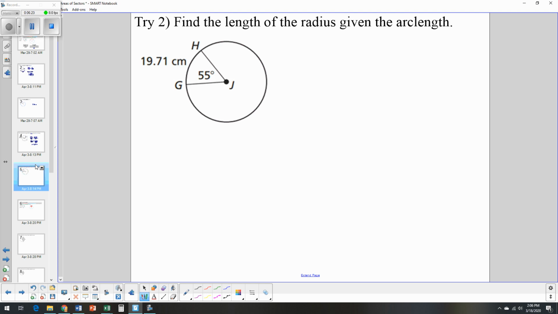Try the next problem, pause until you're done, and when you're ready, play to look at the answer. So if you did this one correctly using our parentheses, r would be 20.53 centimeters.